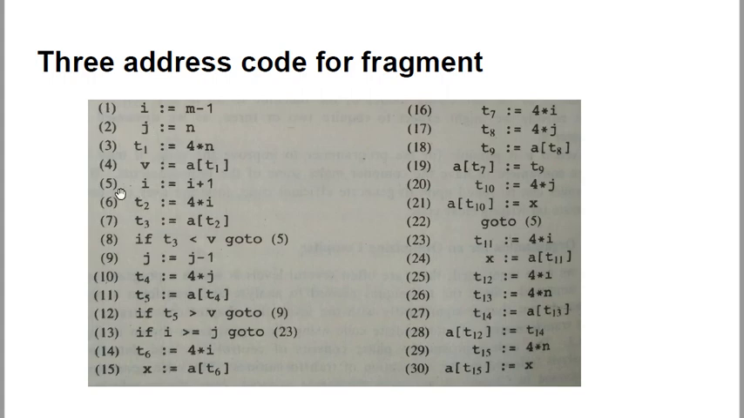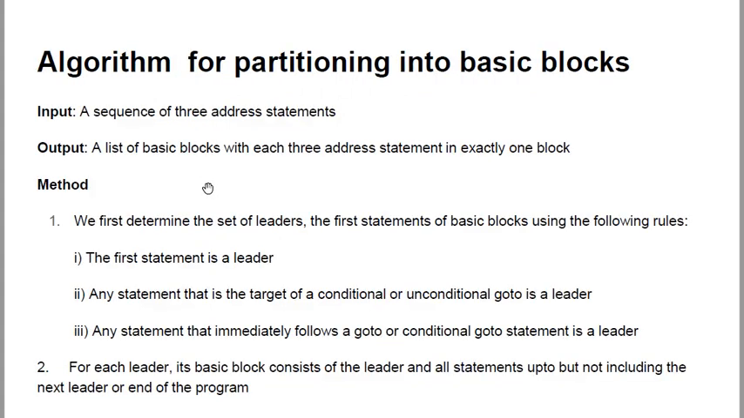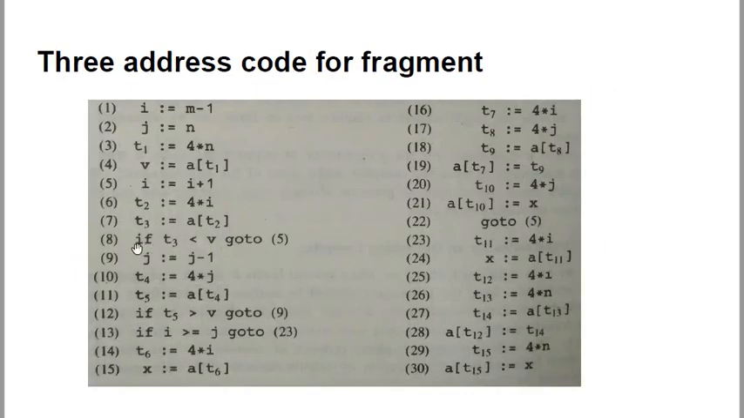As 5 is the target of a conditional jump, this particular statement is a leader. Any statement that is the target of a conditional or unconditional go-to is a leader. Any statement that immediately follows a conditional or unconditional go-to statement is also a leader. Line number 8 is the conditional go-to statement, so the statement that follows it is also a leader. So line number 9 is also a leader.